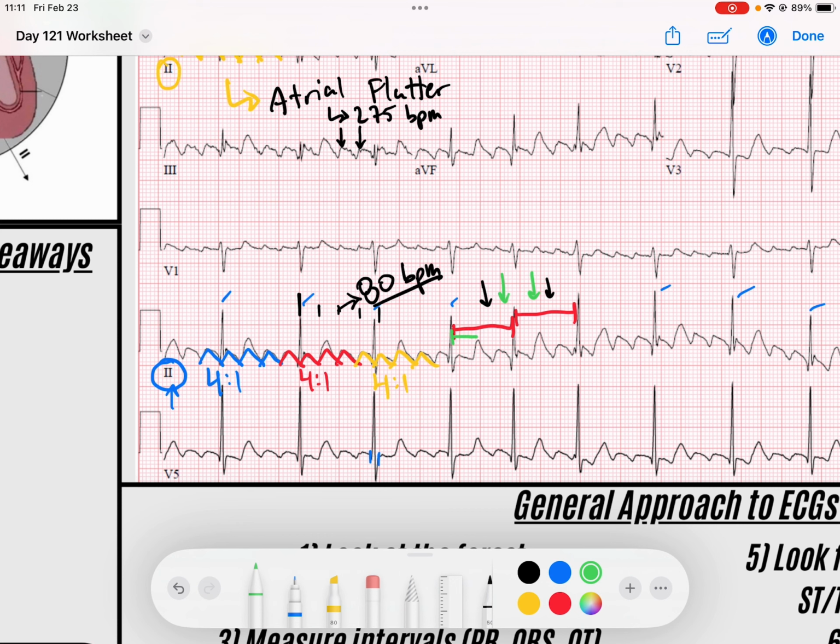You can see that R to R is a little bit more narrow. And so we've got here 1, 2, 3 flutter waves. So that's a 3-to-1. And then the next one is also 1, 2, 3-to-1, right? 3-to-1. You can count them from wherever you want, but at the end of the day, be consistent with how you measure your flutter waves per QRS, right? I'm choosing to start with a flutter wave that's kind of visible right before the QRS complex.